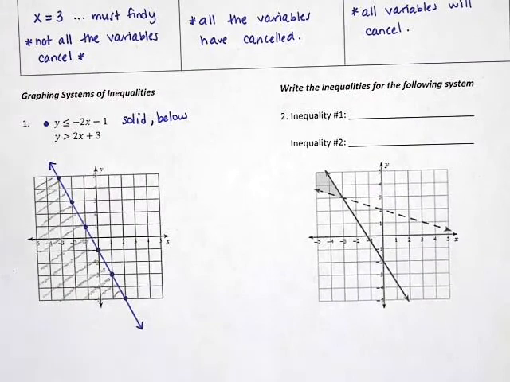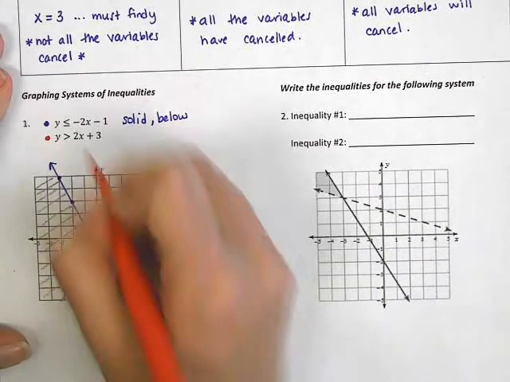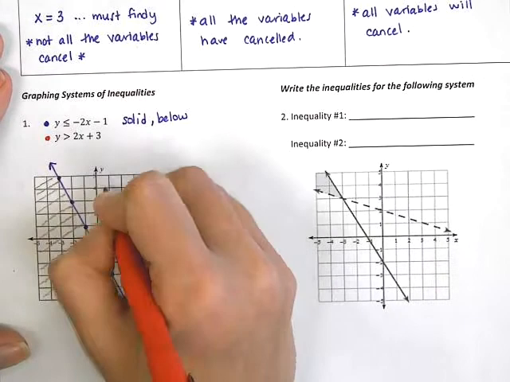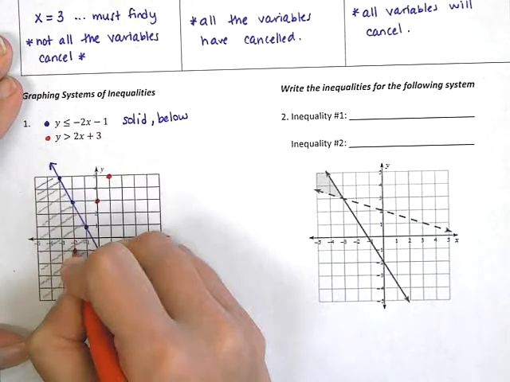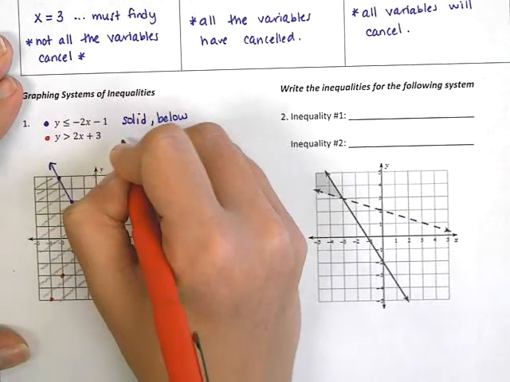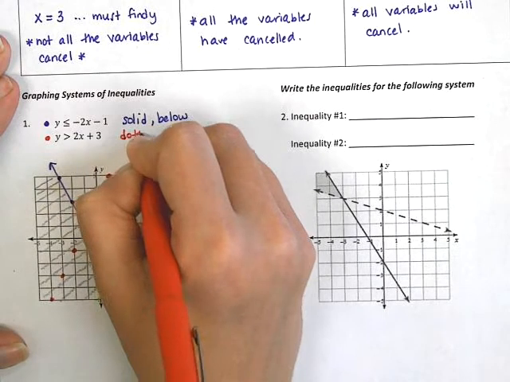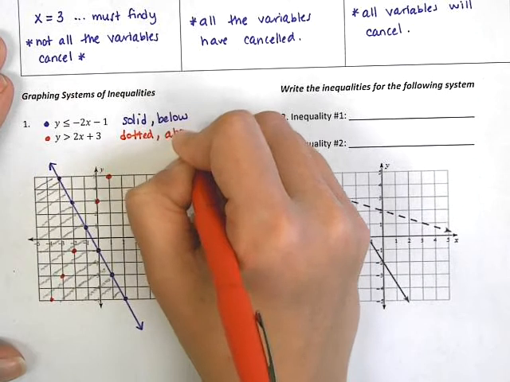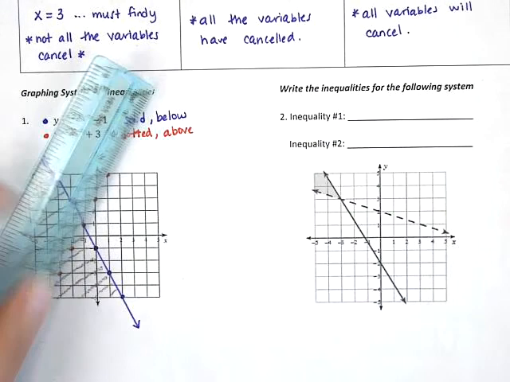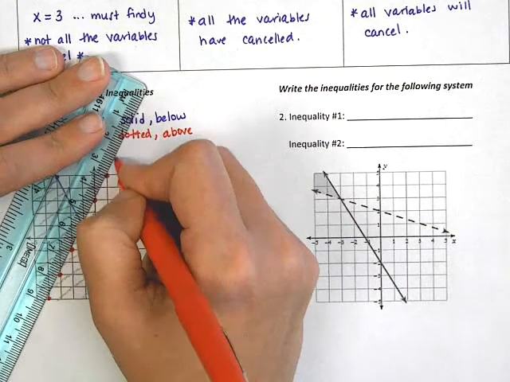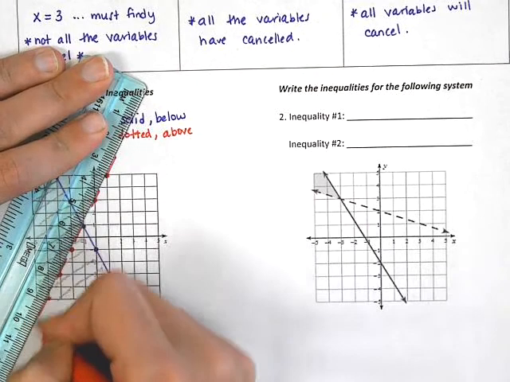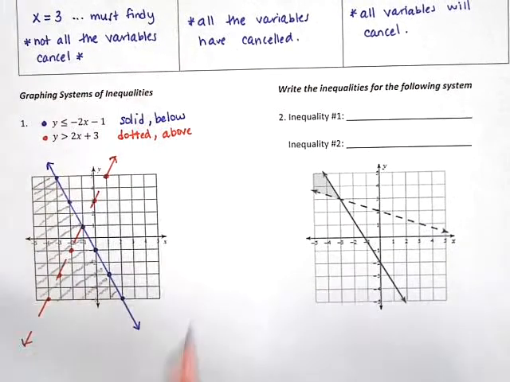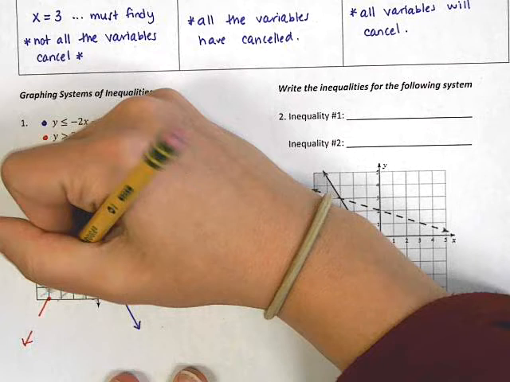For my second graph, I'm going to start at the +3. I'm going to go up 2 over 1 or down 2 left 1. I'm going to make this a dotted line because it's not equal to, and I'm going to shade above because there's a greater than. So if I make this a dotted line and I shade above this line, that would be this part of the graph.